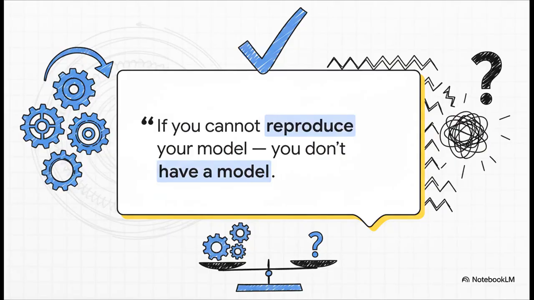I want to leave you with this one last thought, because it really changes how you look at everything. A model isn't just that final .pkl file. A model is the entire process that created it. And if you can't reproduce that process, you don't really have a reliable, engineered asset. What you have is a lucky accident. And reproducibility is what turns those lucky accidents into real engineering.